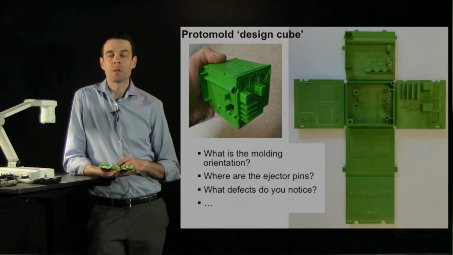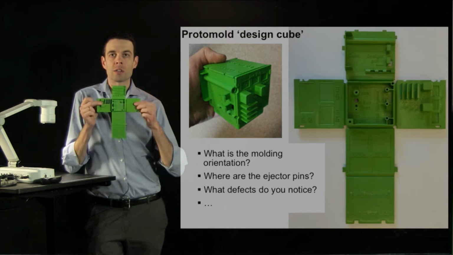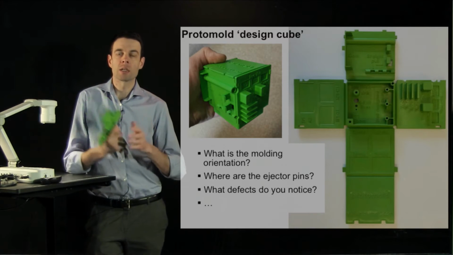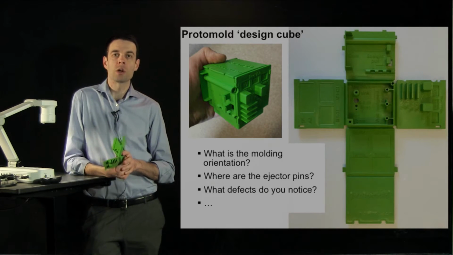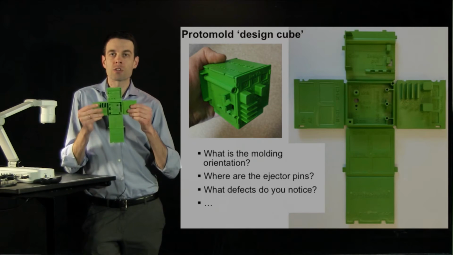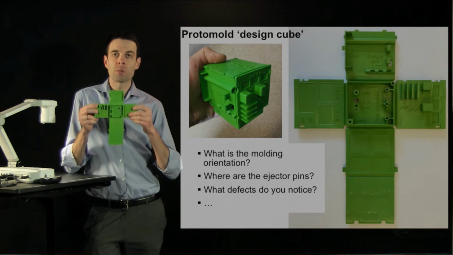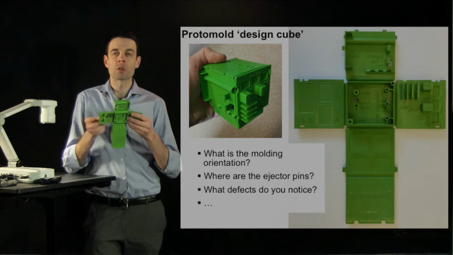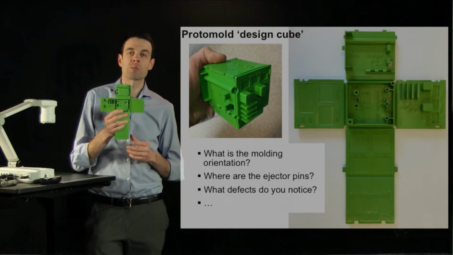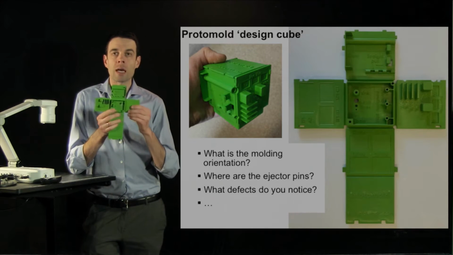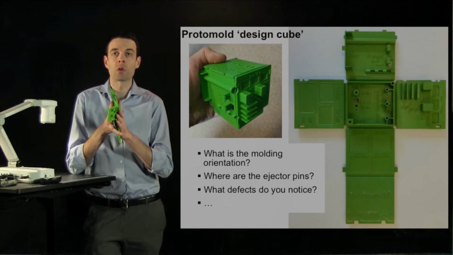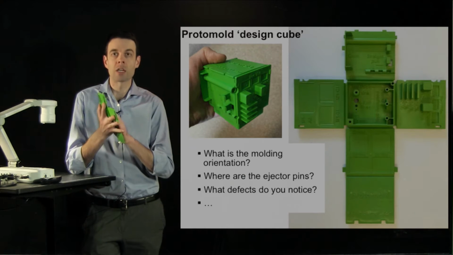Here's another example. This is what Protomold calls their design cube. Protomold is the same company that made the plastic injection mold model that we saw a few minutes ago. And they distribute this design cube to explain the features that can and can't be made by injection molding, and to help teach the relationship between process parameters and part quality. And you can go on their website and find more about it, and you can probably request one of your own if you're interested in taking a look.